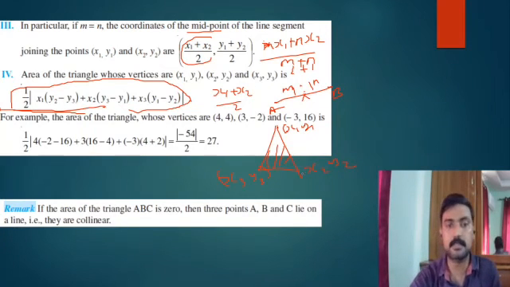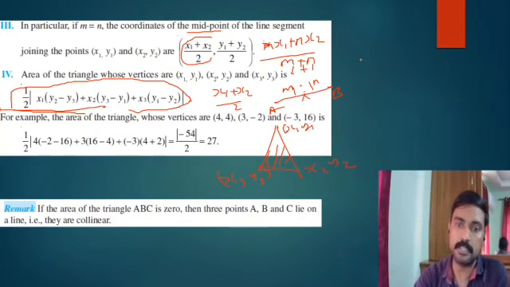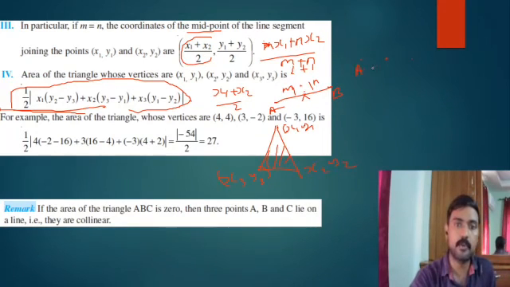Here 3 points made a triangle. Suppose 3 points are in a straight line. So can we form a triangle by using these points A, B, C? No, it is not possible.